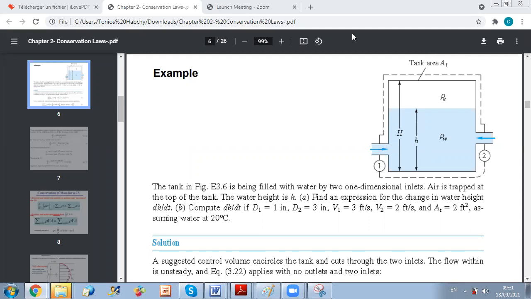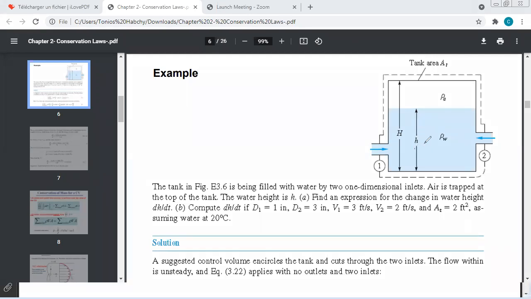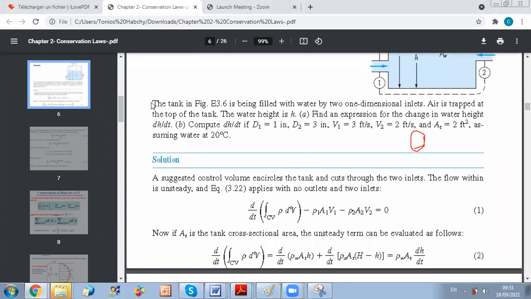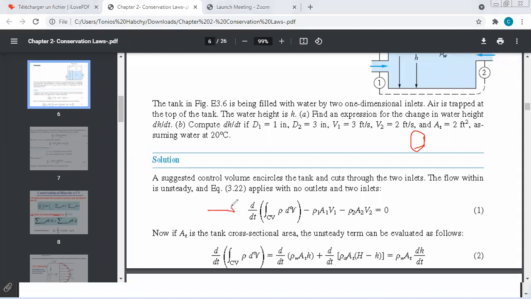So we were doing the following problem. Our purpose was to find the rate of change of the water elevation with time. So what we did is that we first applied the continuity equation, and this is what we obtained. By applying the Reynolds transport theorem, where beta is equal to 1, we obtain the continuity equation.